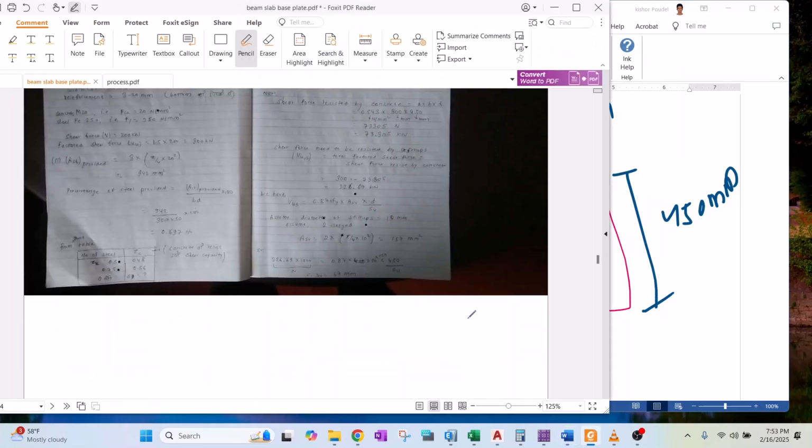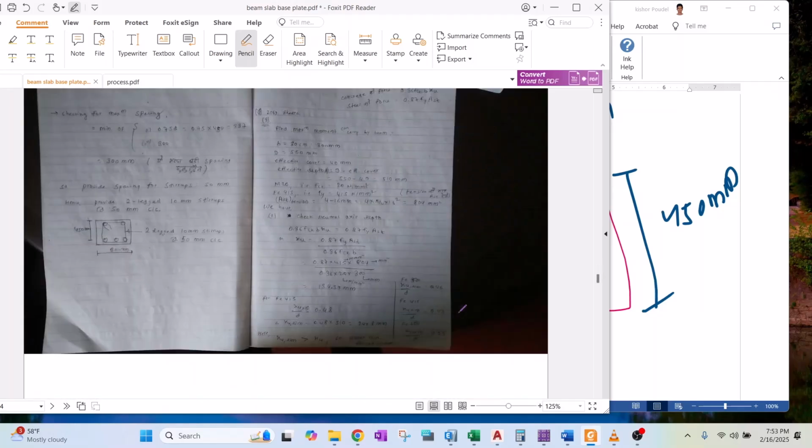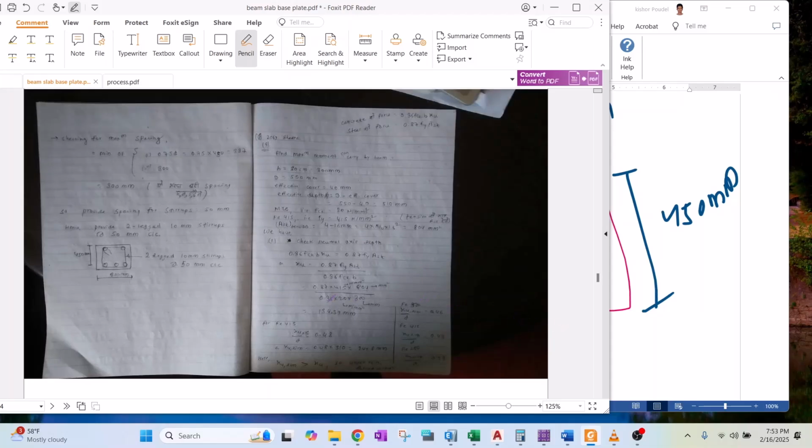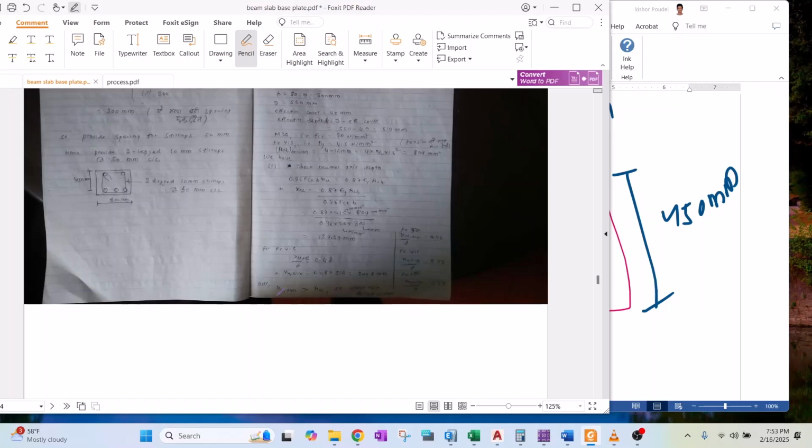So in this way you can design the RC beam to resist shear force. Combining the previous question and this question, we can design the whole beam after calculating the bending moment and shear force. So only then will the whole design of the beam be completed.